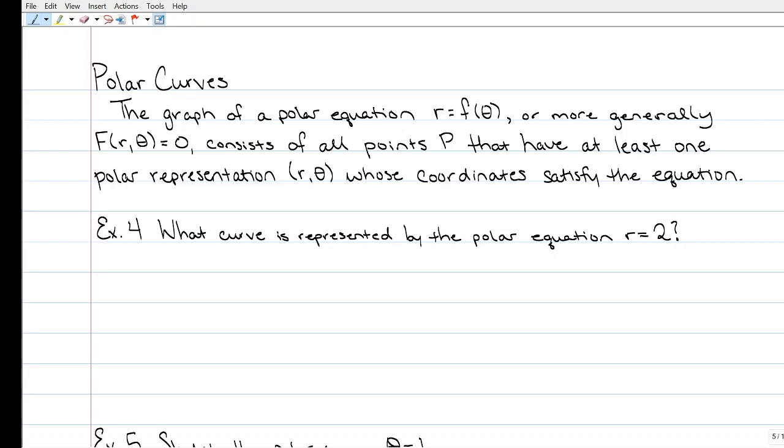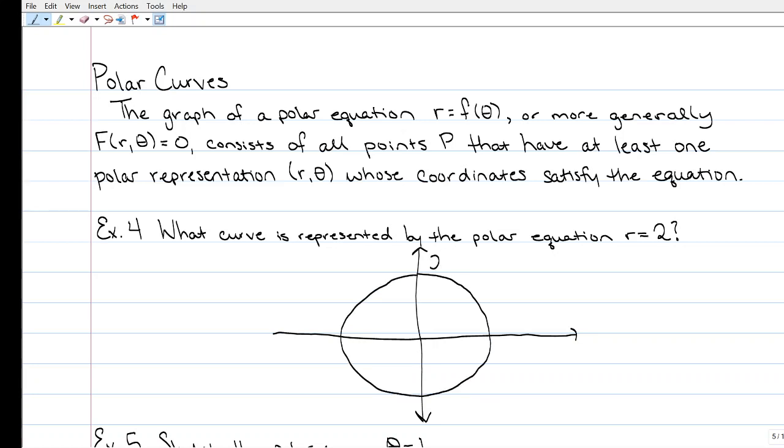Well, we want all points such that r equals 2. We're not given any restriction on theta. So in terms of an xy representation, we would have the circle of radius 2. We want all possible values of theta, and we want r to equal 2. So we have the circle centered at the origin, of radius 2.